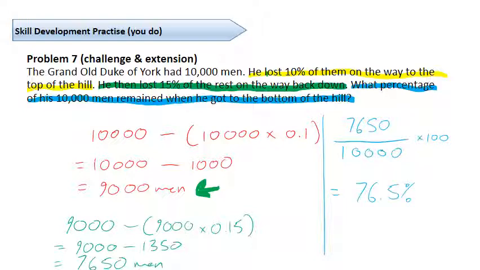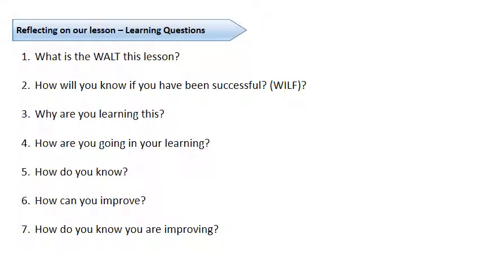So you should have gotten that he got 76.5% of those men remaining, and you'll need to put that into a sentence. So the Grand Old Duke of York had 76.5% of his men remaining when he got to the bottom of the hill. Okay, reflect on what you learnt this lesson.